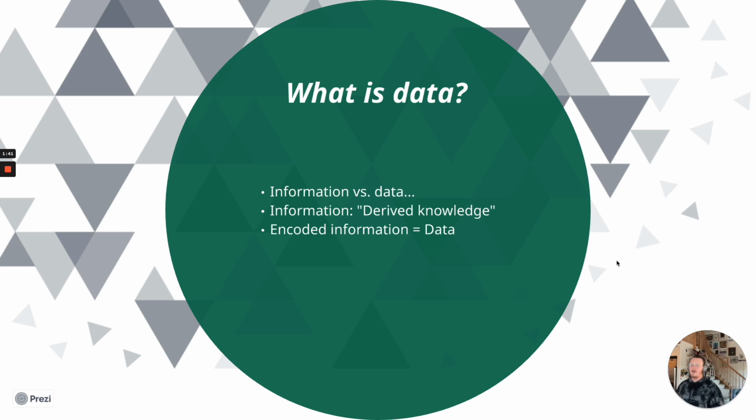So information is derived knowledge, things that you just get, knowledge that you get from wherever. But for encoded information, we have to have some way of communicating about that. And so encoded information is data. We store it, we communicate it. That's when it becomes data, when we're actually going to start using it and organizing it.